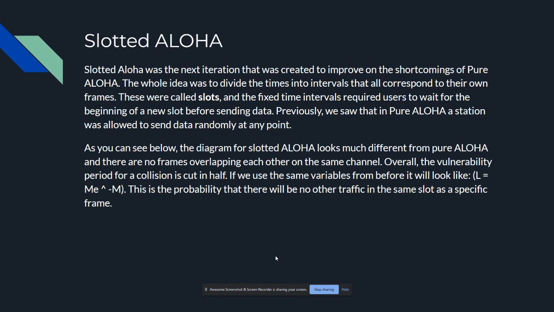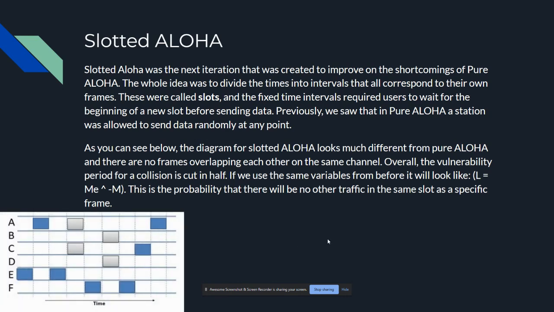And so now we have slotted Aloha. This is actually the second version of Aloha. And so this is a next iteration that was created to improve on the shortcomings of pure Aloha. And so the whole idea was to divide time into intervals so that frames could have their own slots. And so these slots had fixed time intervals that required users to actually wait before the beginning of a new slot before the data was sent. And so previously in Pure Aloha, obviously we saw a station was allowed to send data randomly at any point, which is why there was constantly collisions.